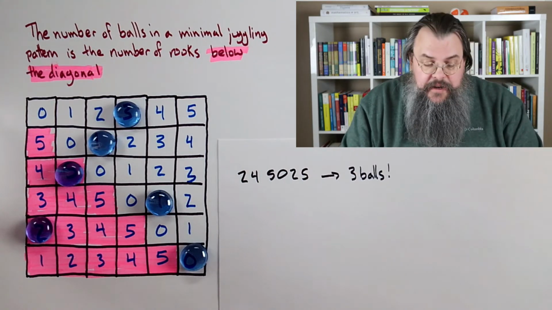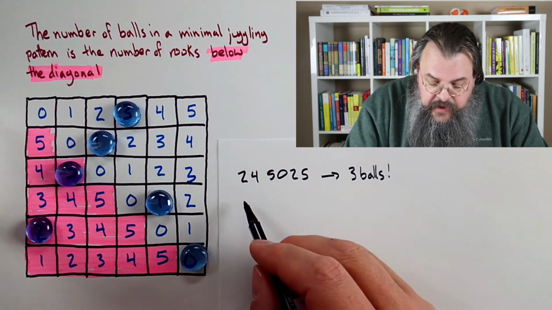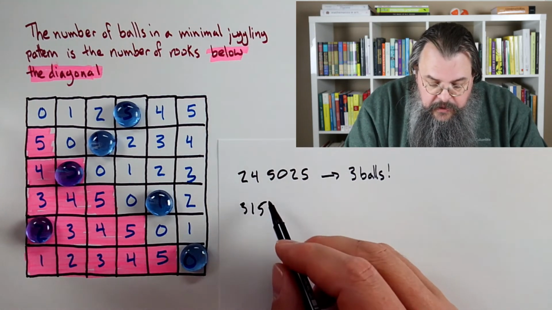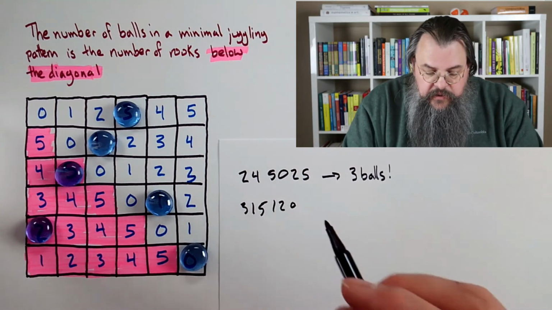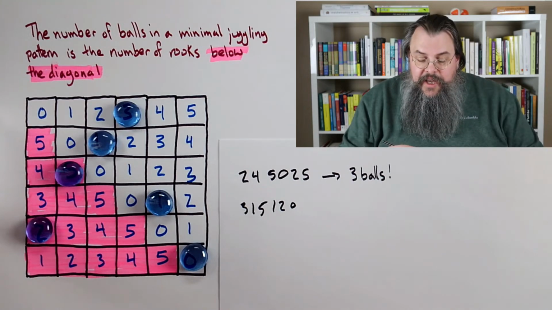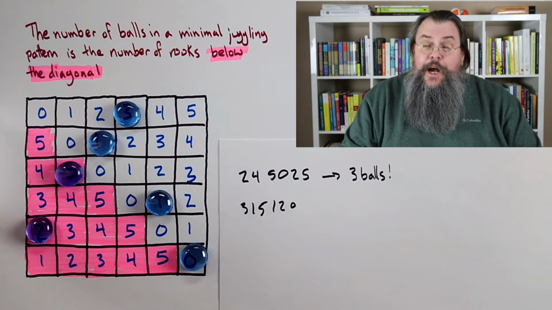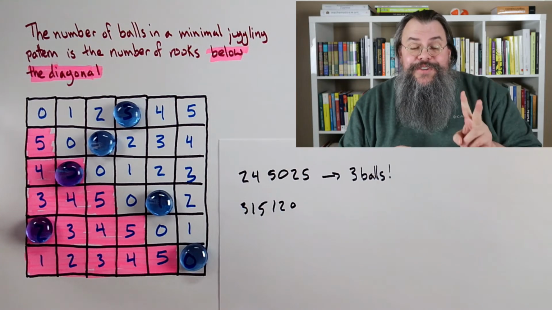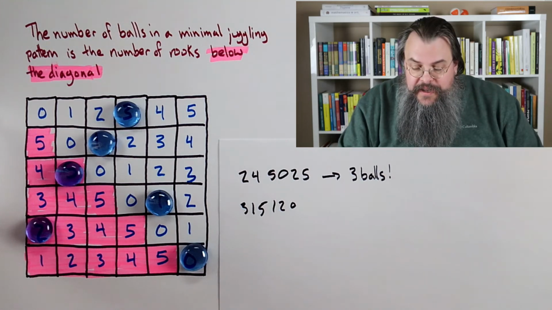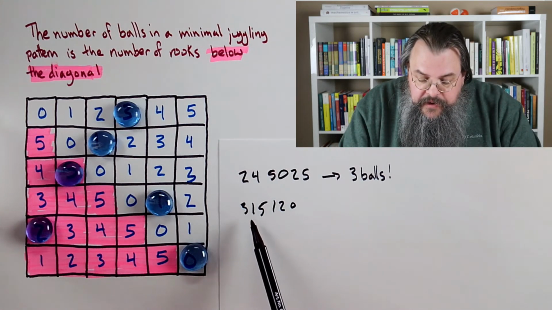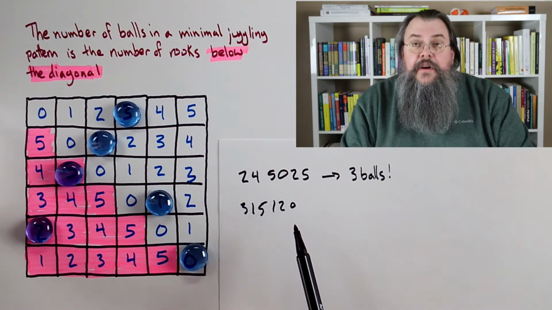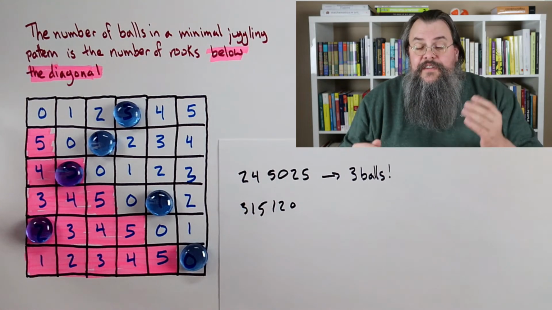All right, what's that pattern? Well, we read it off again. 3, 1, 5, 1, 2, 0. 3, 1, 5, 1, 2, 0. Okay, it's a juggling pattern. Now, how many balls do you need? Well, it better be 2, right? Because there are only 2 rooks that end up down in that pink part of the board. Okay, well, let's see. 3 plus 1 is 4, plus 5 is 9, 10, 12. Okay, 12. Divide by 6, because that's the period.